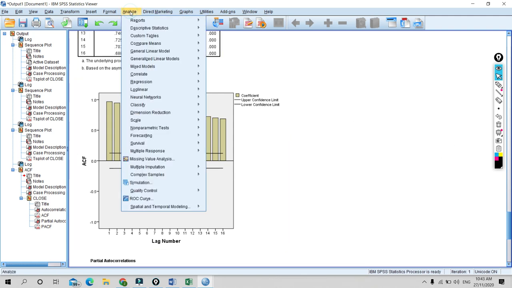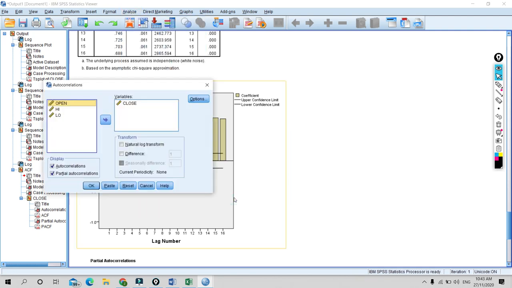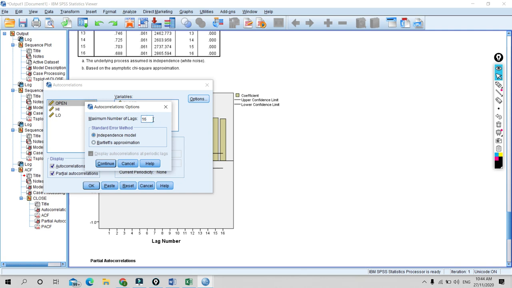Any response? AR1 model. Okay, AR1 model, so one spike. You can see here, this is the borderline. This is a significant line here. This is a significant line. This is a significant line.